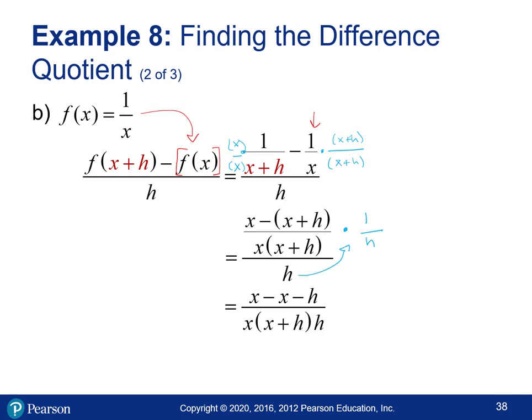So when we flip this over and multiply, that's where this extra h came from. It's from flipping and multiplying. Okay, so just working out our fractions, and then simplify if we can.